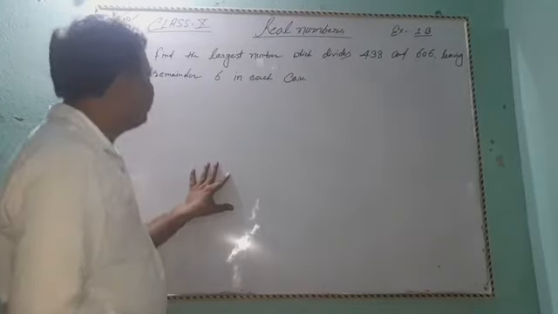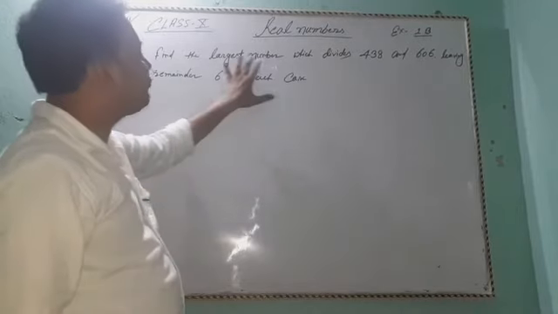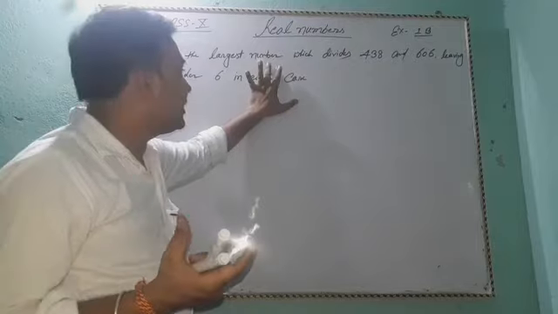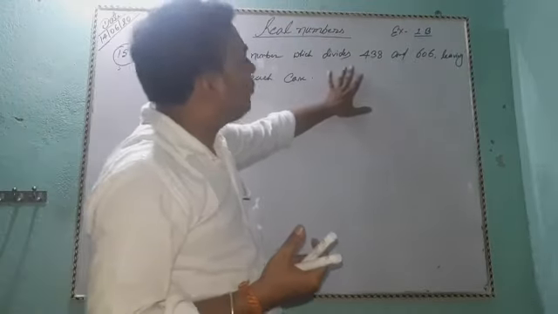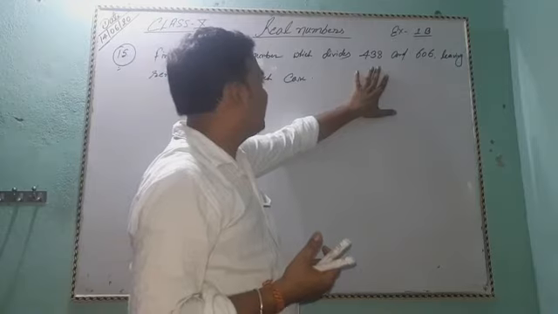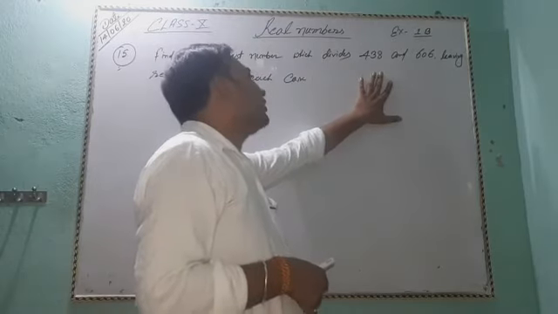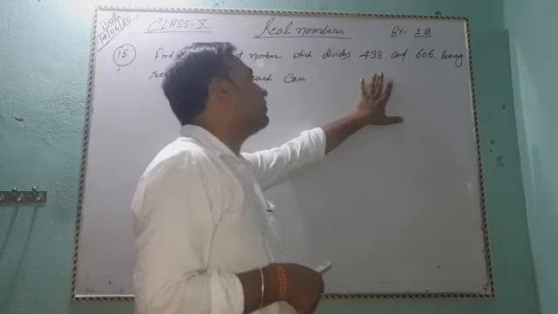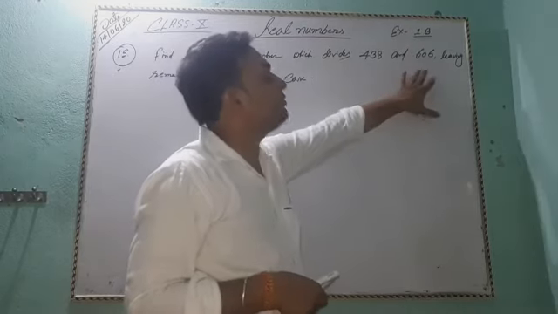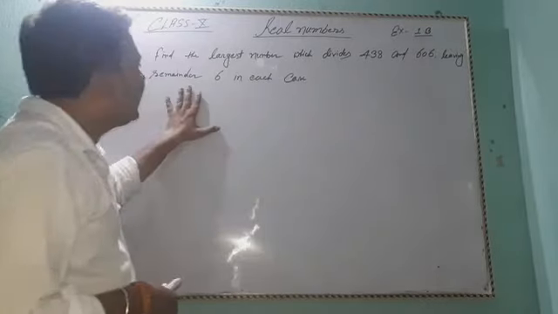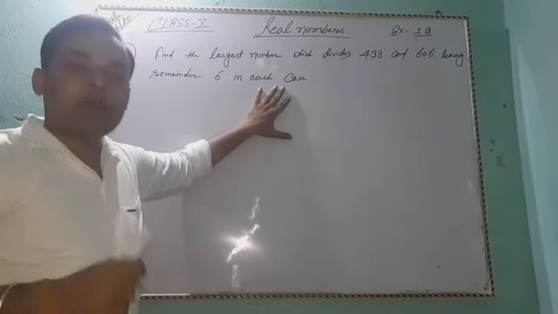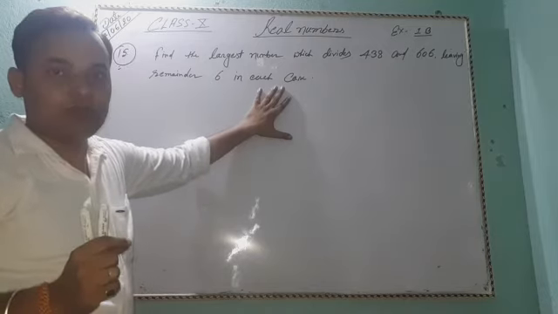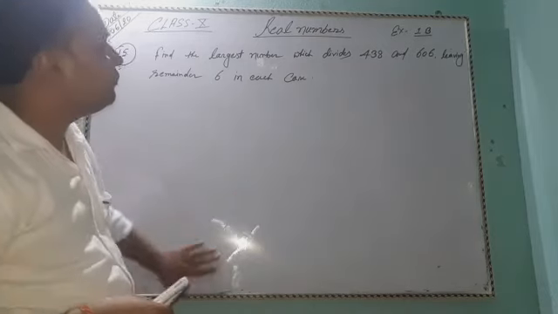Our next question is number 15. Find the largest number which divides 438 and 606, leaving remainder 6 in each case. सबसे बड़ी संख्या निकालिए जिसे 438 में डिवाइड करें और 606 में, तो प्रत्येक केस में रिमाइंडर 6 हो.